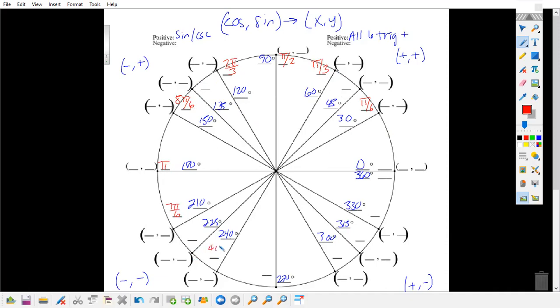which is going to be 4 pi over 3, 9 pi over 6, which is going to be 3 pi over 2, 10 pi over 6, which is going to be 5 pi over 3, and 11 pi over 6, and then 12 pi over 6, which is going to be 2 pi. So by going around and counting by 6s, I end up filling in pretty much all of my radians.